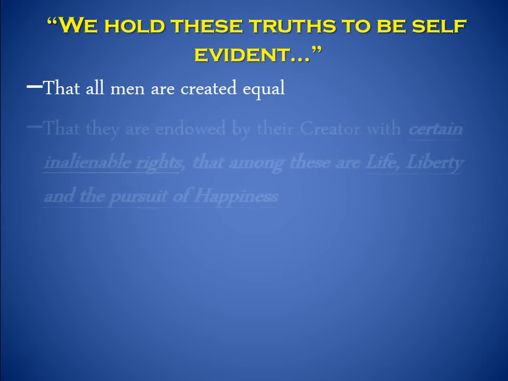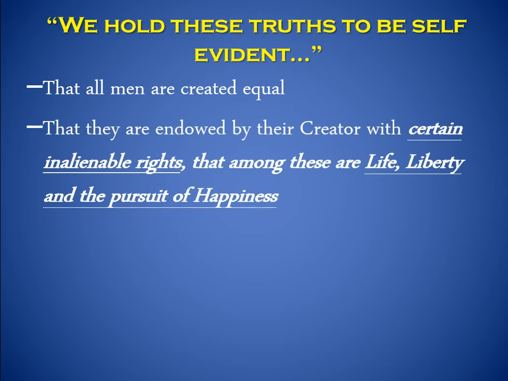Now, the next part of the Declaration is equally as powerful as the preamble, and it says, "We hold these truths to be self-evident, that all men are created equal, that they are endowed by their Creator with certain inalienable rights, that among these are life, liberty, and the pursuit of happiness." Can you guess what inalienable might mean, based on the context?